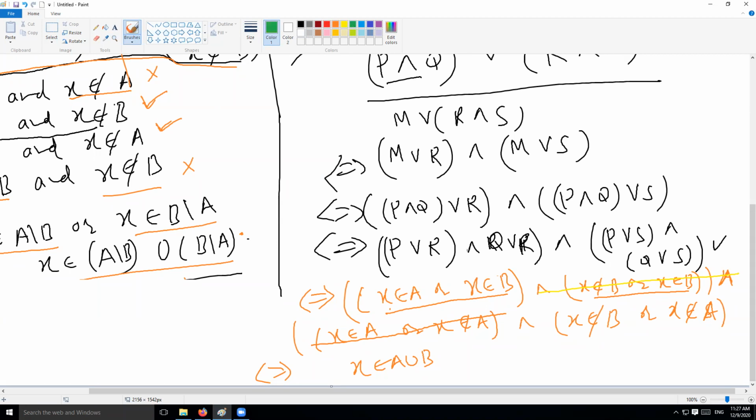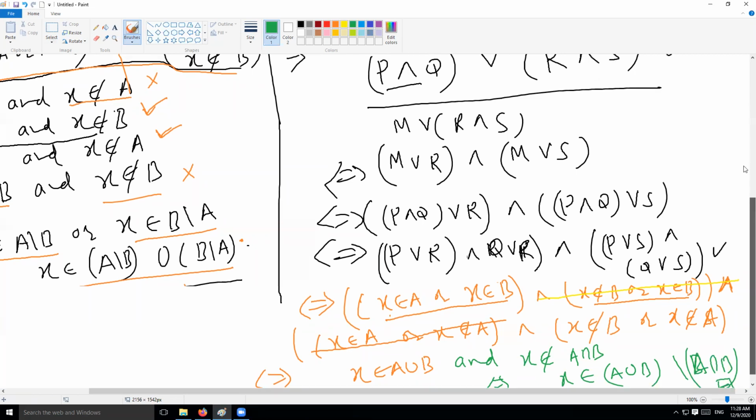Okay, what does remain then? The only thing that remains is: x does not belong to B and x does not belong to A, which means x does not belong to the intersection. And if you combine these two, what are you going to get? इन दोनों को combine करें, that's precisely what A union B minus A intersection B actually means. Okay, and this completes the proof.